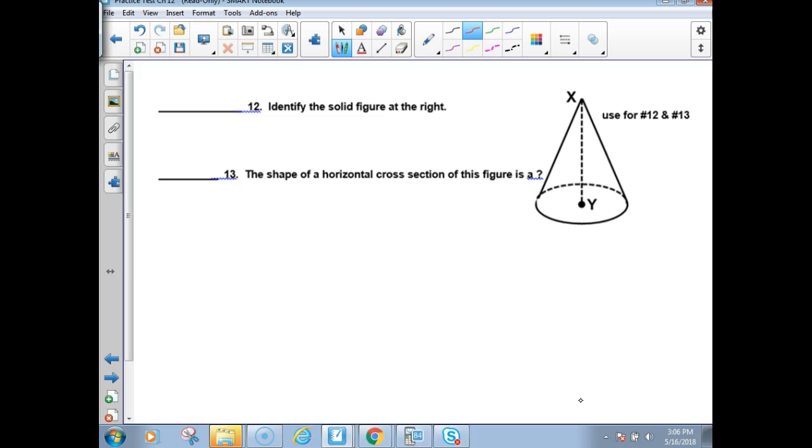Identify the solid. Well, that's a tough one. Somebody made a joke and called it a cylinder in 4th hour. You know what that is. It's a cone.